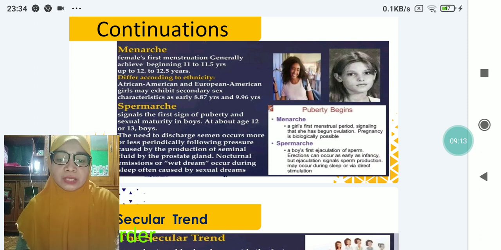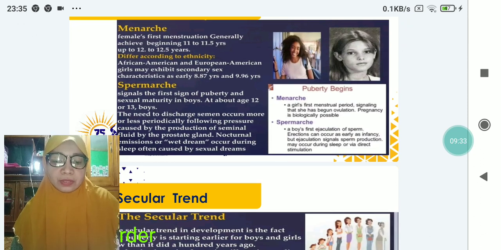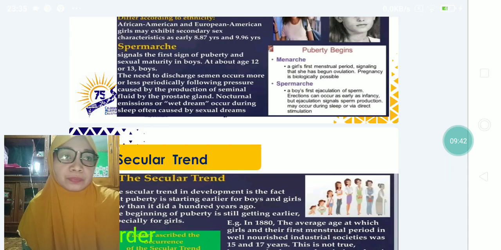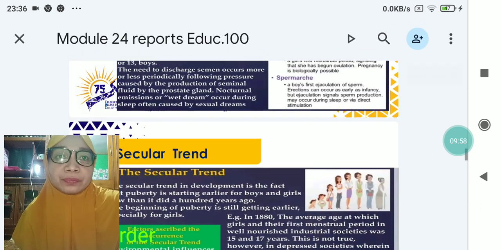Spermarche signals the first signs of puberty and sexual maturity in boys at about age 12 or 13. The need to discharge semen occurs more or less periodically following pressure caused by the production of seminal fluid by the prostate gland. Nocturnal emissions or wet dreams occur during sleep, often caused by sexual dreams.